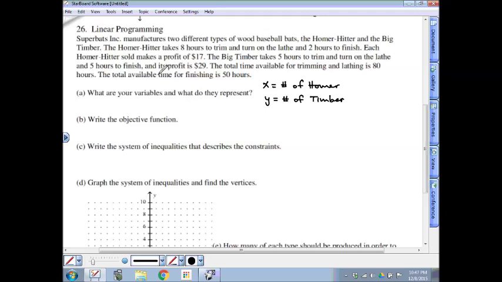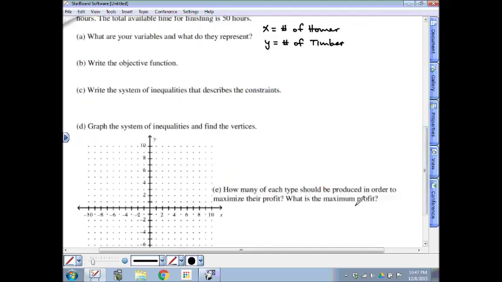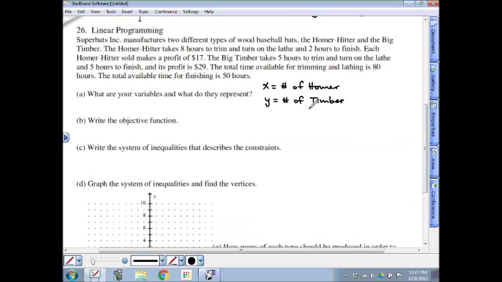An objective function here is, if we have profit and we're making bats, the objective would be to find a maximum profit. That's what's being asked right here. How many of each type should be produced in order to maximize the profit? In order to figure out what the profit is, we need to figure out how many bats are being made. Now there's x number of Homer bats and y number of timber bats. You make $17 in profit for a Homer, and you make $29 in profit for a timber. If you add the two together, that's going to give you your total profit. So there's your objective function describing profit.